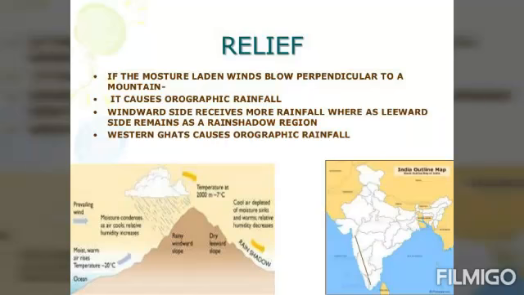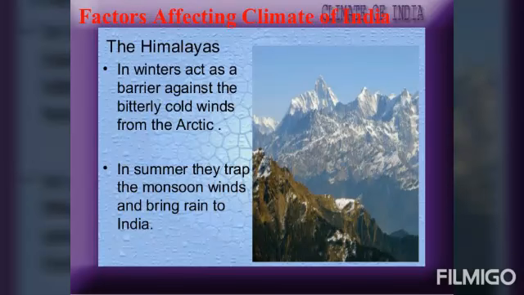Students, next we will discuss about the next factor, that is the Himalayas. The Himalayas form a climatic barrier separating the Indian subcontinent from the rest of Asia. They not only prevent the cold Siberian winds from entering the Indian region and from India becoming a cold desert, but they also force the moisture-laden southwest monsoon winds to shed rainfall in India, or else India would be a dry region.